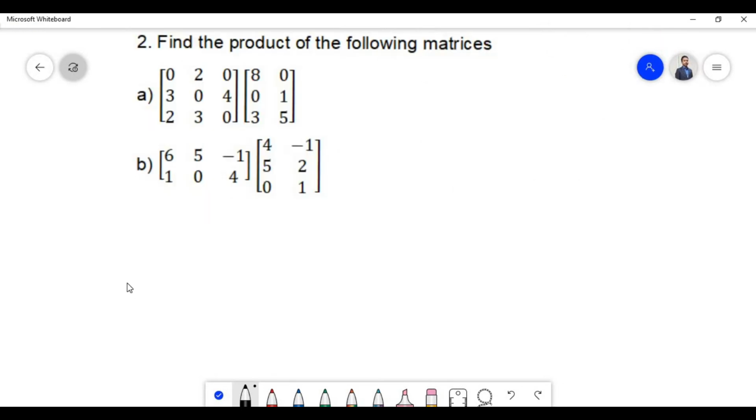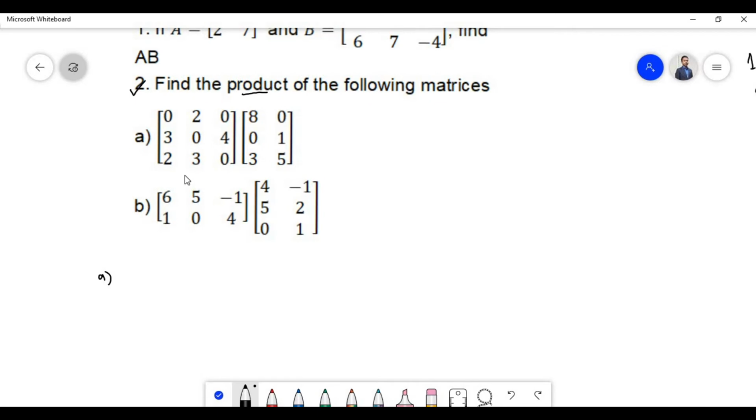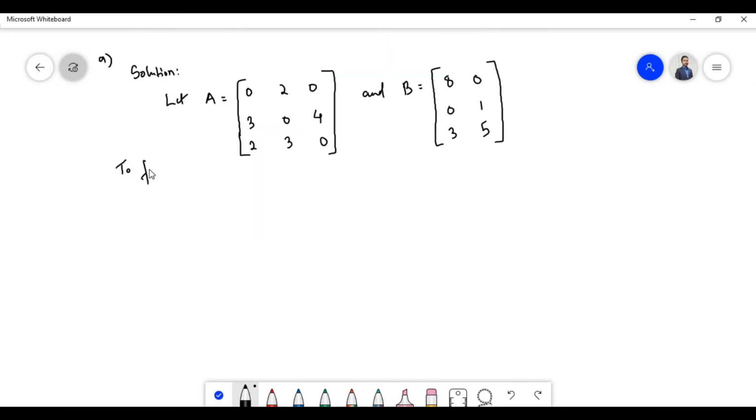Let us proceed to solve problem 2. They have asked us to find the product of the following given matrices. Let us start with problem A. We need to find the product of the first matrix with the second matrix. In the solution, we will write down: let the first matrix be denoted by A and the second matrix be denoted by B. We need to find the product of A and B.